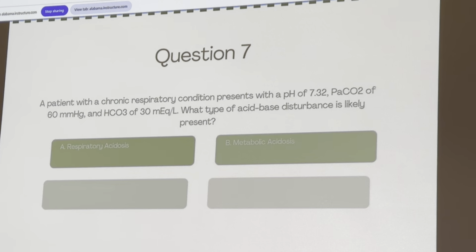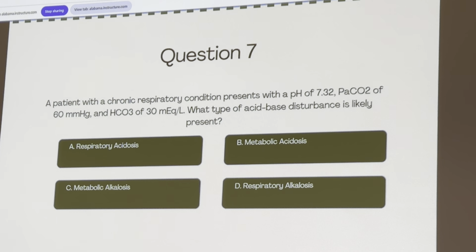And then, should be one more. pH 7.32, CO2 of 60, and a bicarb of 30. Respiratory acidosis. Respiratory acidosis, good, I like that. pH is too low, CO2 is too high. That's pretty straightforward, right? Everybody get that? Pretty comfortable with that? Please be comfortable with it. If you're not, come to me. We'll talk through it, okay? This is going to be on the exam, just like these types of questions right here, okay?